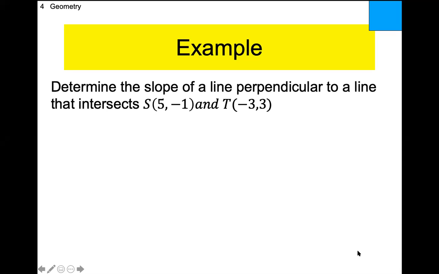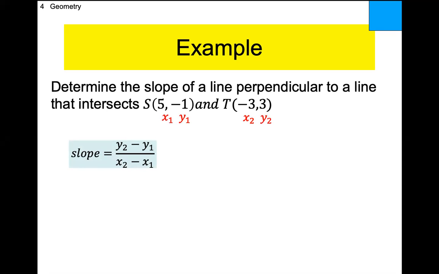Next one. Okay, so that's the example for parallel lines. Let's look at the example for perpendicular lines. It's the same question, right? But it says determine the slope of a line perpendicular to the one of that given slope. Well, same process again. We find the slope of the given line.